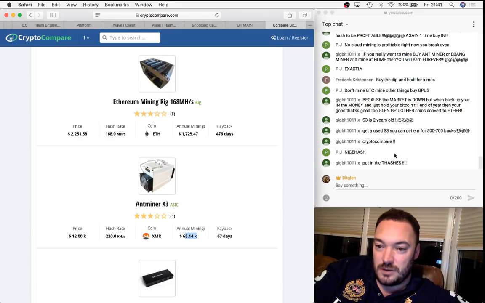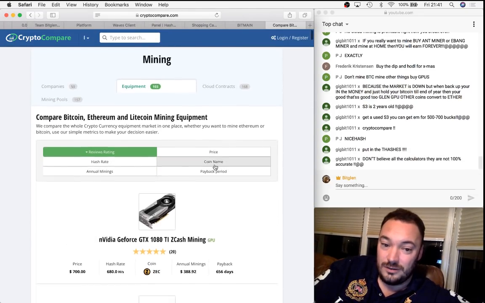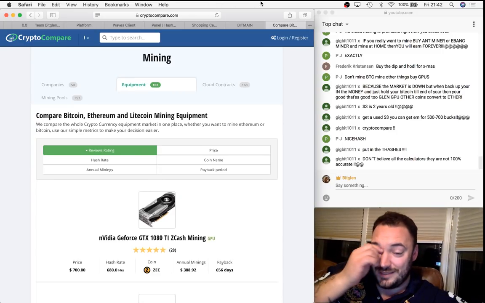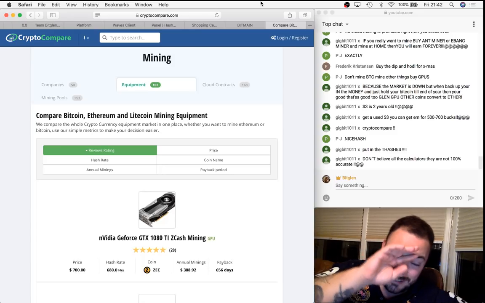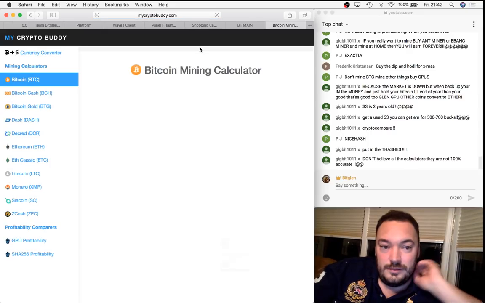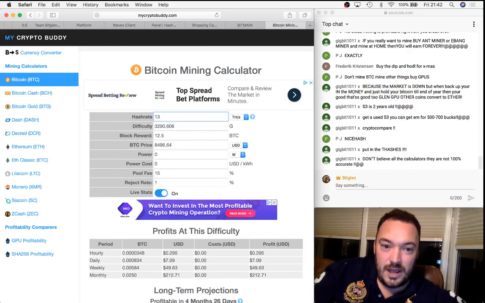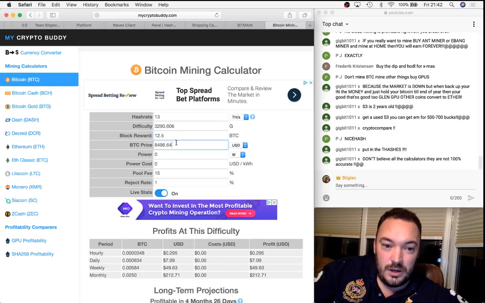NiceHash, Crypto Compare, put in the terahashes, get a used S3. I say if the S9 is not profitable, then the S3 definitely isn't. Don't believe all the calculators, they're not 100% accurate. No, yes, that's right. You have to do your own sort of... let's do my own. So we are going to get 13 terahashes.